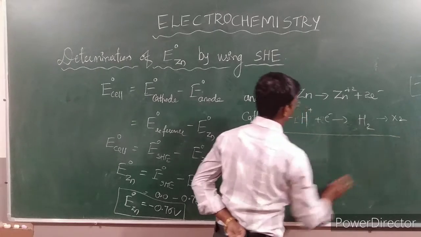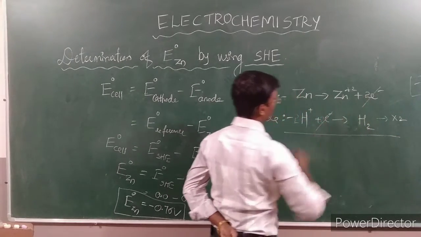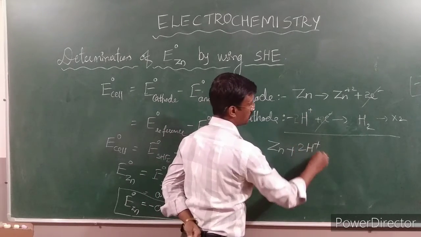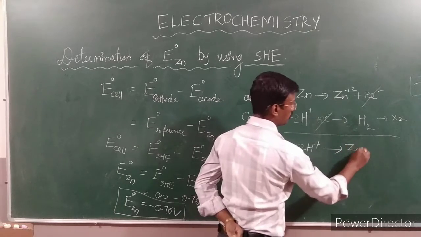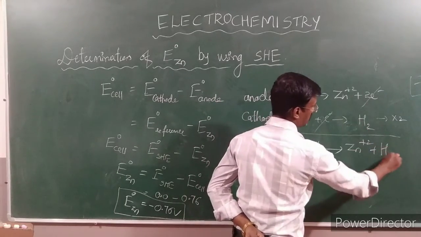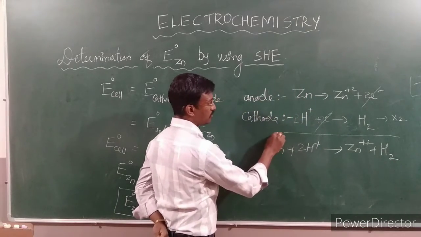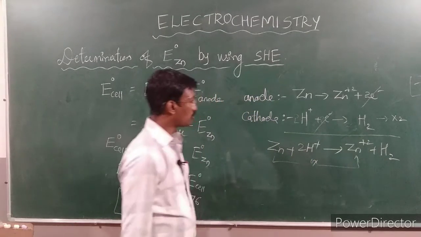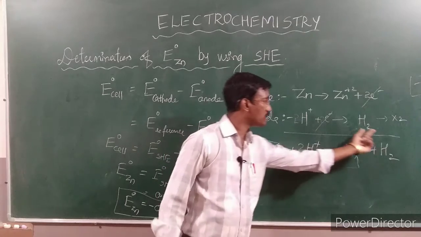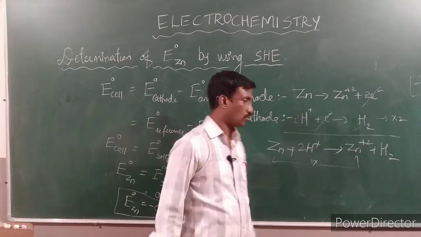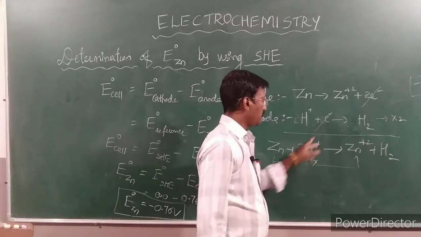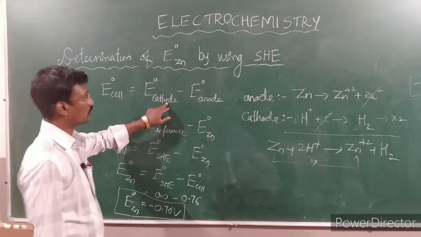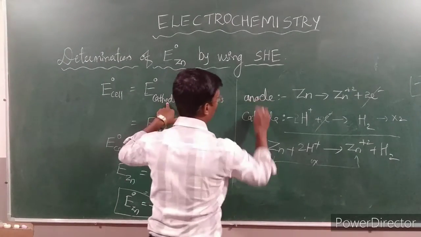Next, the overall reaction: the 2 electrons cancel, and the remaining is zinc plus 2H+, which forms Zn2+ plus H2. Can you see here? The oxidation state of zinc is 0. Zinc 0 to Zn2+ means zinc undergoes oxidation, whereas hydrogen is initially in the form of H+. It receives the electron and forms oxidation state 0. That means the SHE undergoes reduction and zinc undergoes oxidation. This is the reaction taking place at anode and cathode.